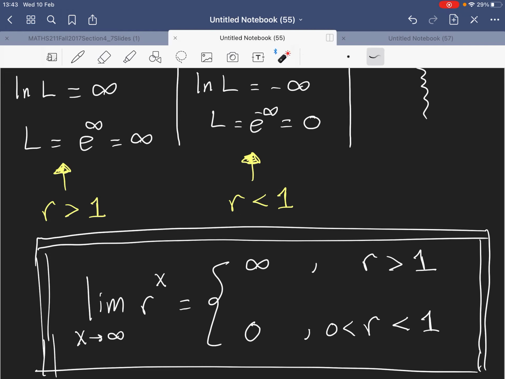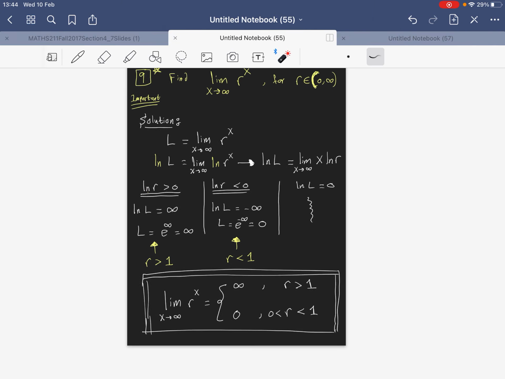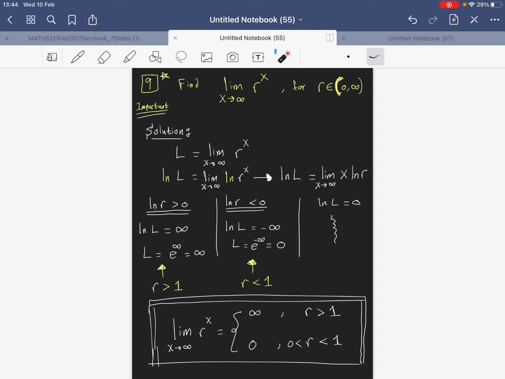So if I ask you how much is 3 to the power infinity, you will say infinity. But if I ask you how much is one half to the power infinity, you will say the answer should be 0, and so on. So just keep this one as a very important example here.